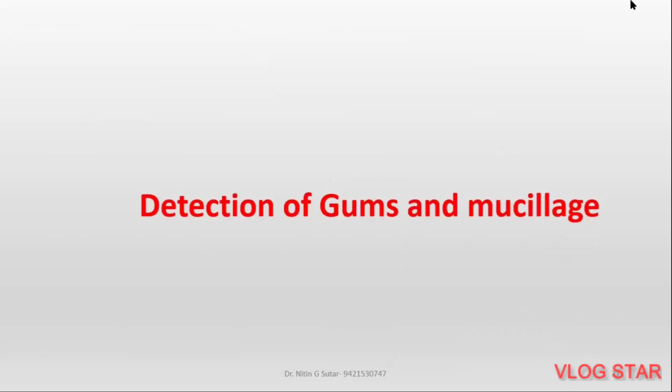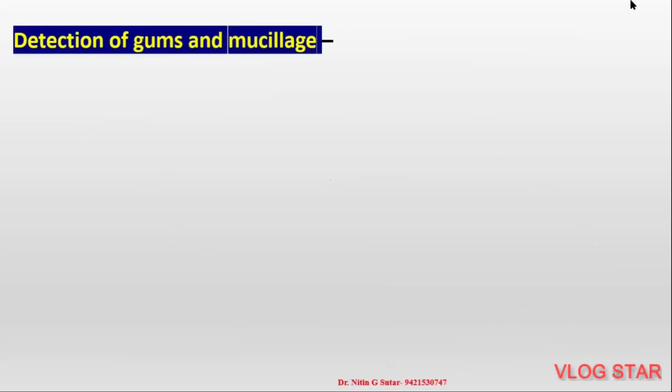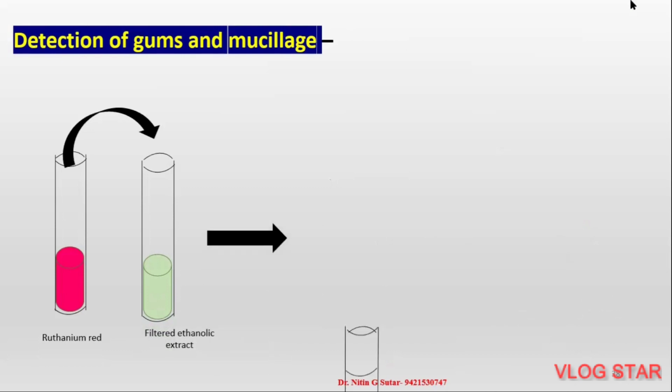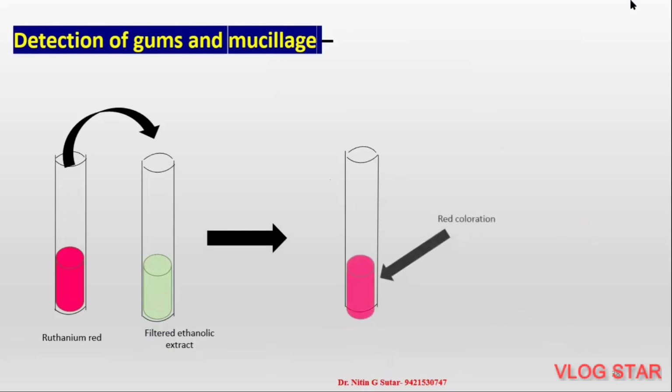Okay. Test for gums and mucilage. For this, you take the filtered ethanolic extract. To that, ruthenium red solution should be added. It is the property of ruthenium red that it mixes with the mucilage or gum and gives you a red coloration. Red color formation indicates that gums and mucilage are present.